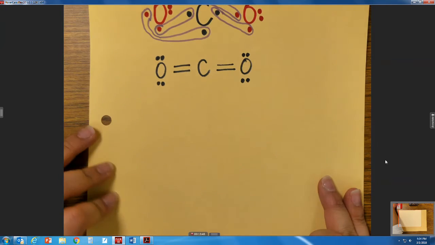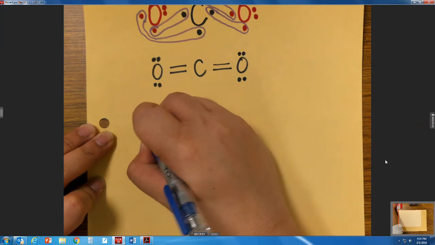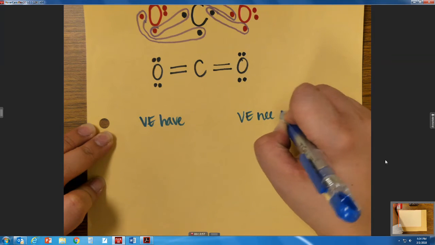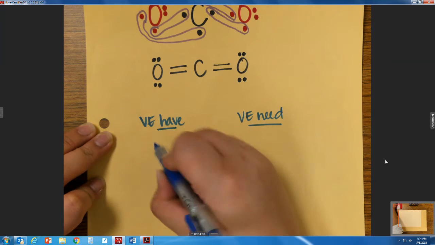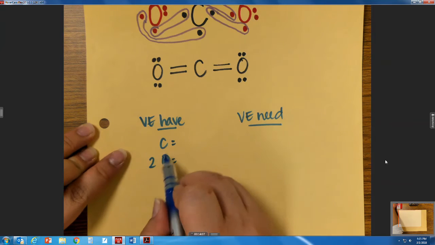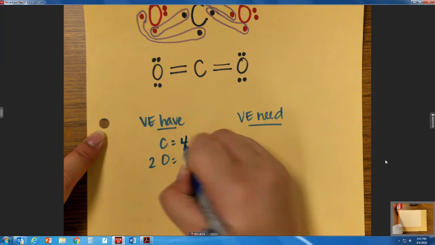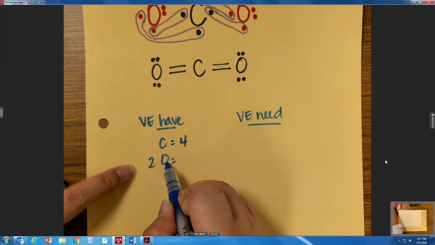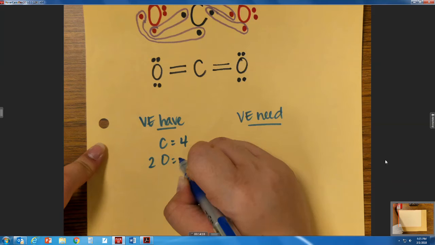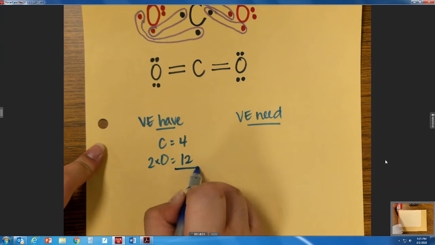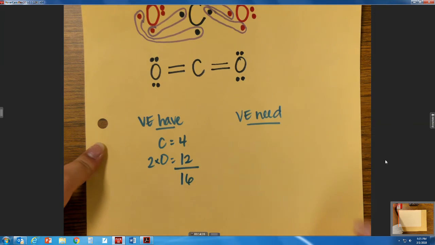Okay, so we have valence electrons that we have versus the valence electrons that we need. Okay, so we have carbon and we have oxygen, and we have 2 oxygens. Carbon has 4 valence electrons and oxygen has 6 valence electrons, but we have 2 of them. So that's going to be 6 times 2 is 12, which gives us a total of 16.